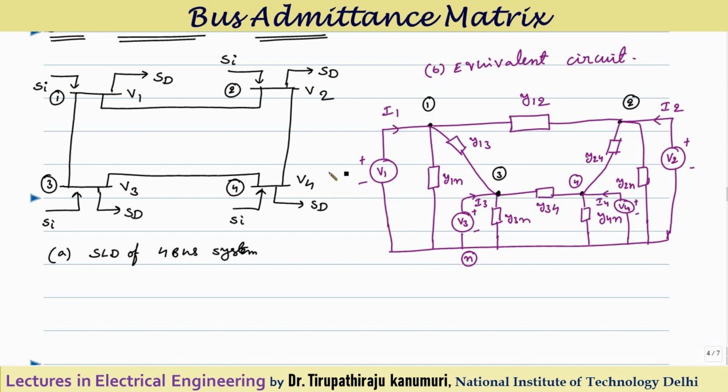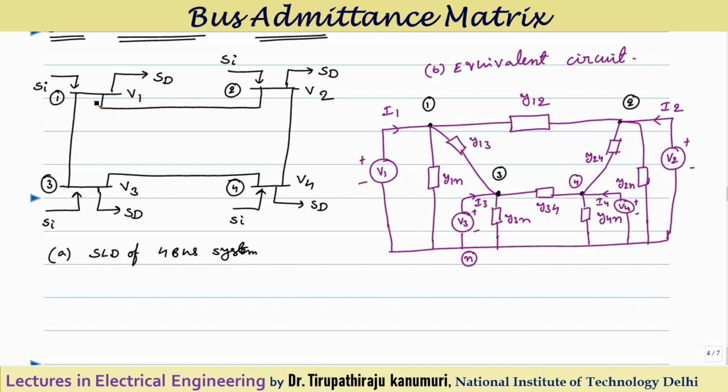Getting it? Now let us assume the shunt admittance of bus number 1 is represented by Y1N with respect to N, and similarly for bus number 2 Y2N, bus number 3 Y3N and bus number 4 Y4N. Similarly, the current supplied by each bus I am representing by I1, I2, I3 and I4.